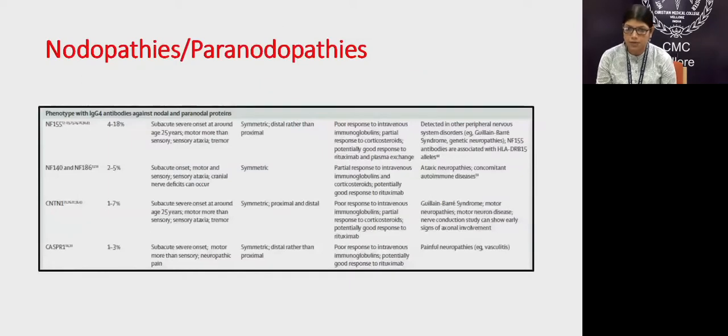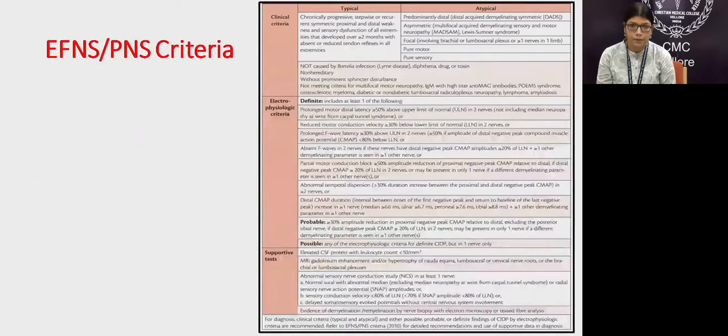Now, the newer concepts are the nodopathies and the paranodopathies. Just to be familiar with the term, I'm not going into detail on the different proteins at the nodes of Ranvier. And just to sensitize you, there is a criteria for CIDP, the European Federation of Neurological Societies and Peripheral Nerve Society criteria from 2010, which has brought forward clinical and electrophysiological criteria and supportive tests. Apart from that, it has divided CIDP into typical and atypical.